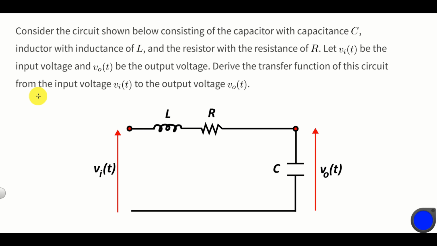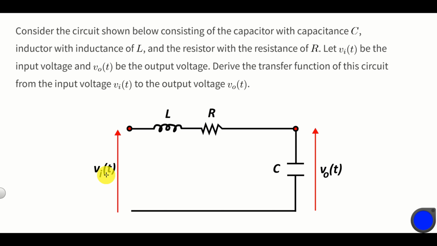Here is the problem formulation. Consider the circuit shown over here. The circuit consists of the capacitor with the capacitance of C, inductor with the inductance of L, and the resistor with the resistance of R.